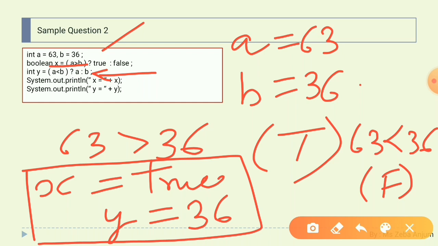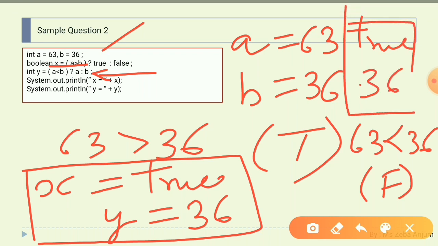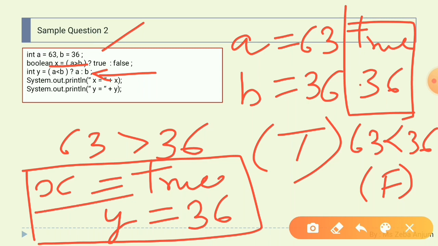Now please note down that in your system.out.println you have x equals as your constant portion, so it is mandatory to write x equals over here. You cannot write the answer like this: true 36. You will get half marks if you write this kind of answer. If your system.out.println is holding any constant value or any constant string, then it is mandatory for you to write those strings in the answer itself. Okay, so this is the answer for this kind of question.